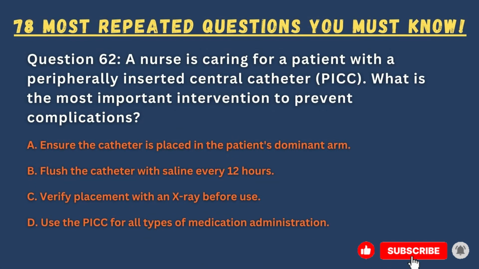Question 62. A nurse is caring for a patient with a peripherally inserted central catheter, PICC. What is the most important intervention to prevent complications? A. Ensure the catheter is placed in the patient's dominant arm. B. Flush the catheter with saline every 12 hours. C. Verify placement with an X-ray before use. D. Use the PICC for all types of medication administration.